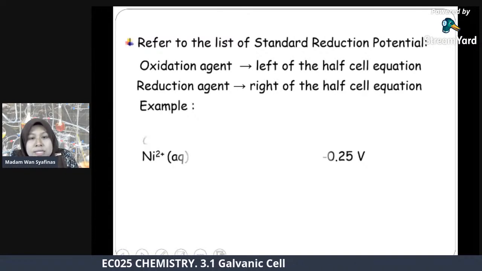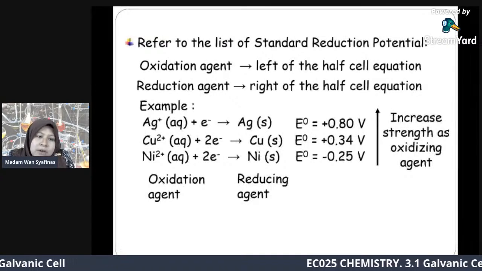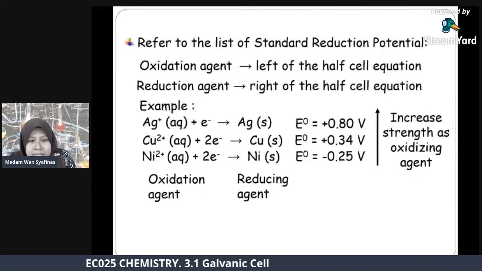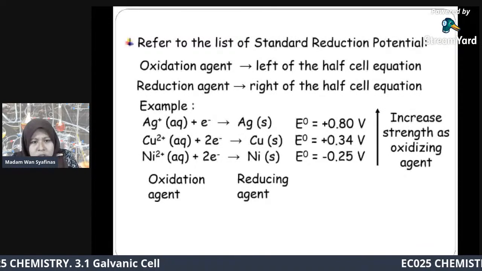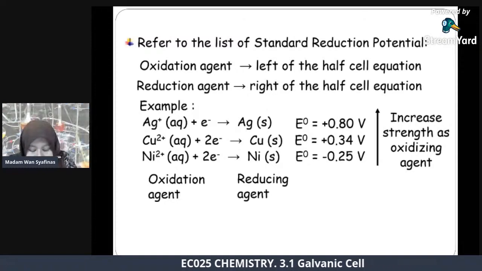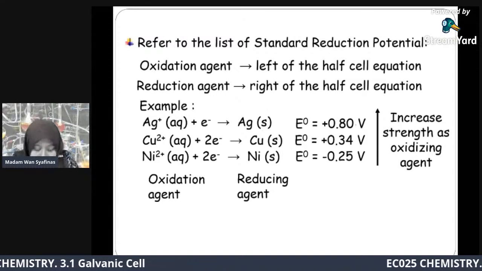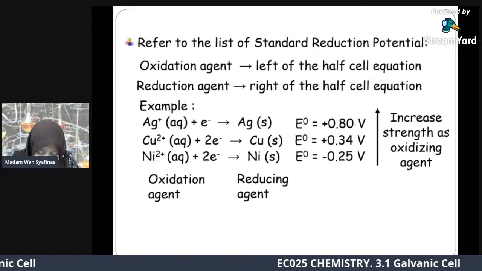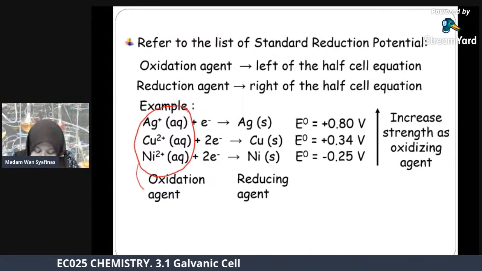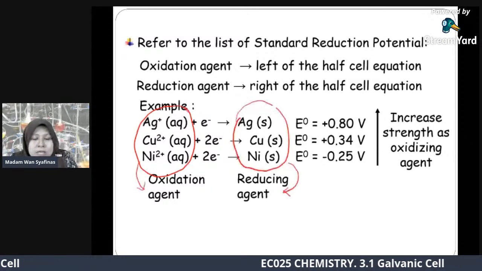Okay, so refer to the list of standard reduction potentials. On the left side of the half cell equation, we have the oxidizing agent. On the right side of the cell equation, that is the reduction product. For example, we have silver ion accepting electrons to produce solid silver, with an E0 value of positive 0.80 volt. On the left side here is the oxidizing agent, and on the right side is the reducing agent. This is from the standard reduction potential E0 in the table earlier.